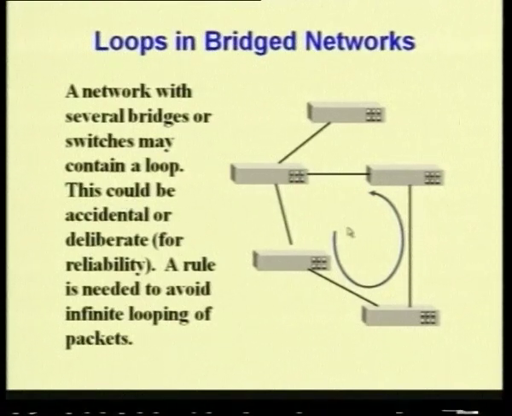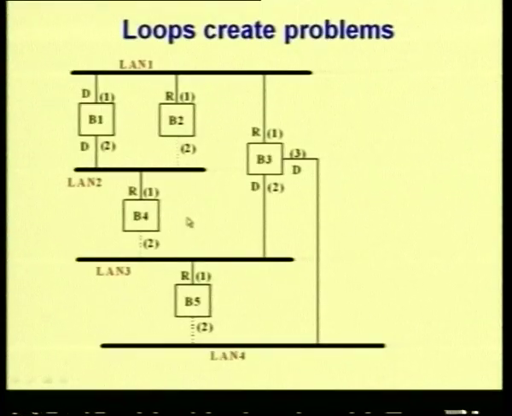Now it could either be accidental or it could be deliberate. What do I mean by saying it could be deliberate? It could be just provided for reliability. Typically what happens is, let's say for instance I have different LANs which are connected up, I may just add another switch in between just for providing reliability. Okay. For instance, if I have something like this, I have LAN 1 here, LAN 2 here, LAN 3 here and a LAN 4 here.